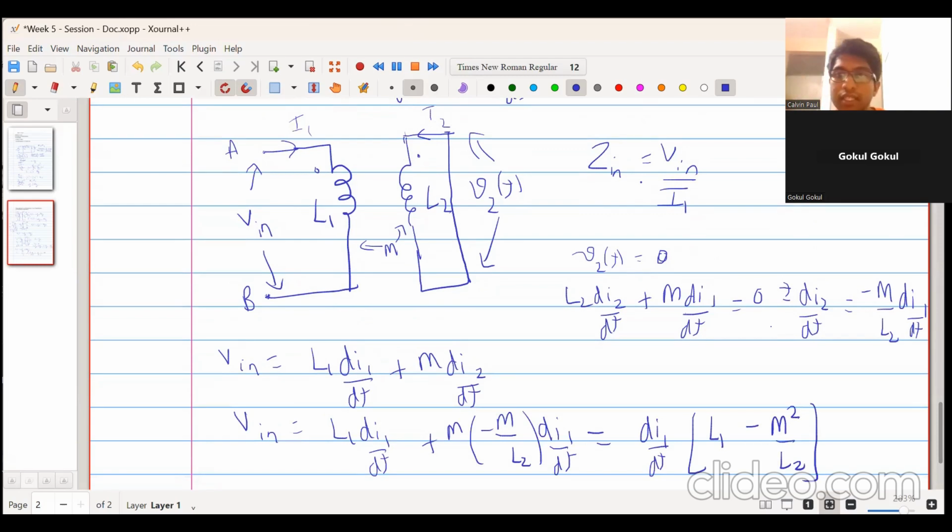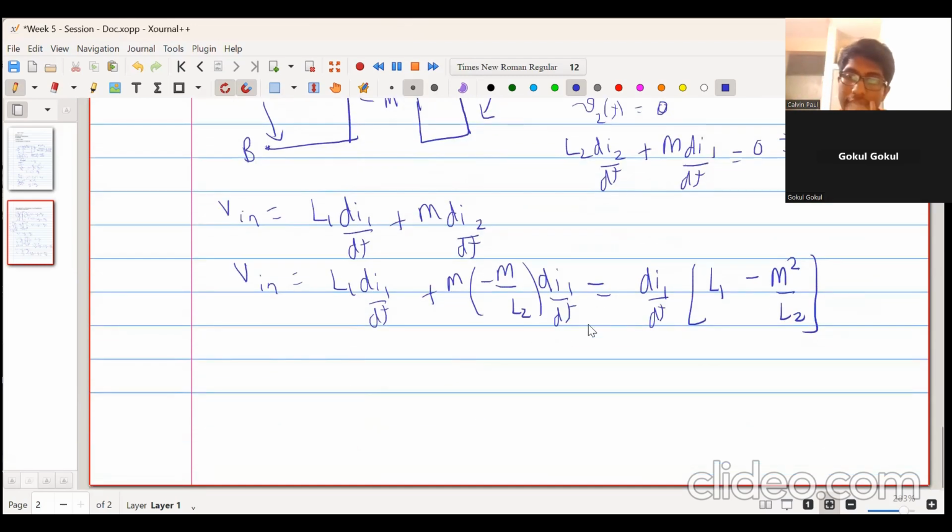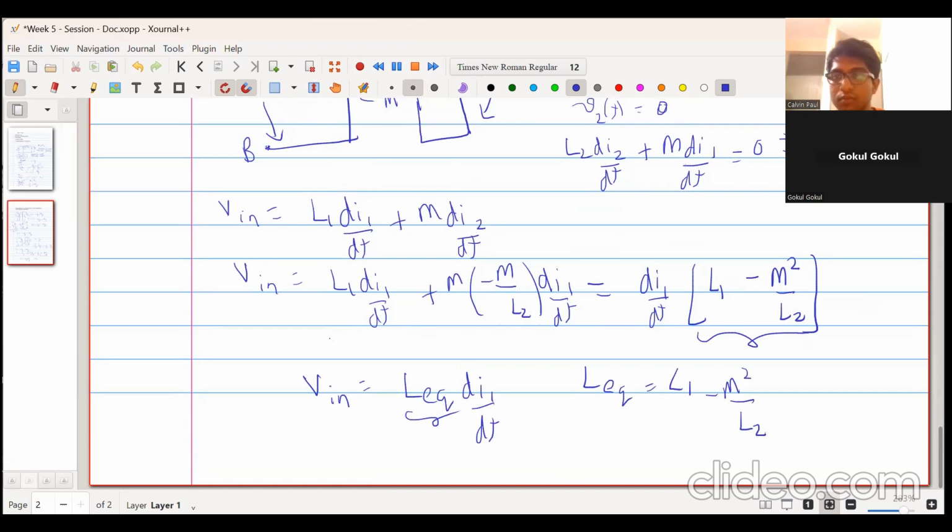Alright. So in this manner, now you may ask, what is the actual equivalent inductance which is seen? So the equivalent inductance will be V is equal to L equivalent into di1/dt. So when we compare, L equivalent will just be equal to L1 minus M squared upon L2. Okay. So that's how we find the equivalent inductance, and that is what is shown over here: L1 minus M squared upon L2. Alright. So any doubts in this thing?